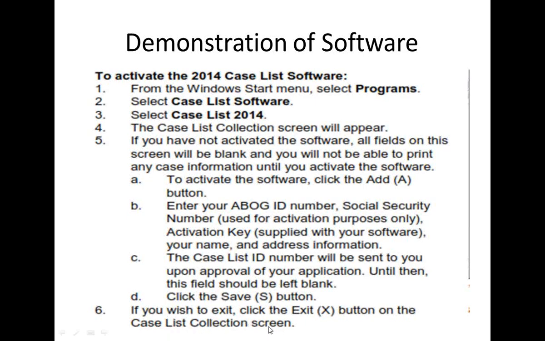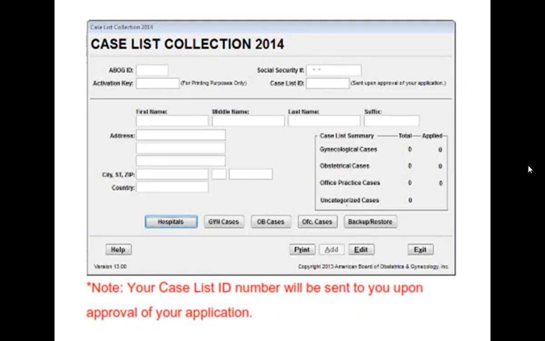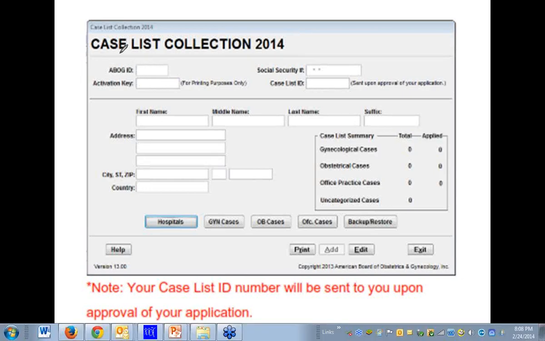Of course, if you wish to exit, you want to click the X button, and I'll show you all that. Okay, so this is what the initial screen looks like after you download the software. Here you're going to be putting your ABOG ID number. I'll use a pen. This is your ABOG ID number, and you want to type that in here. Your activation key, of course: in order to print out your case list, you need to add the activation key number that the board gives you.